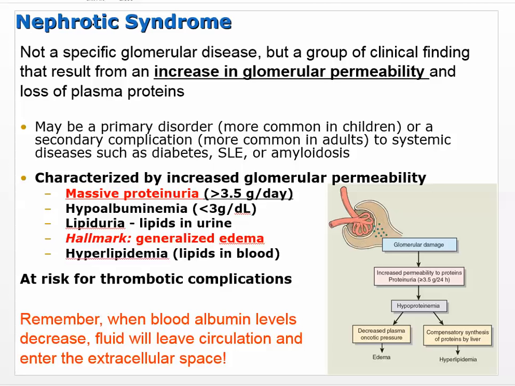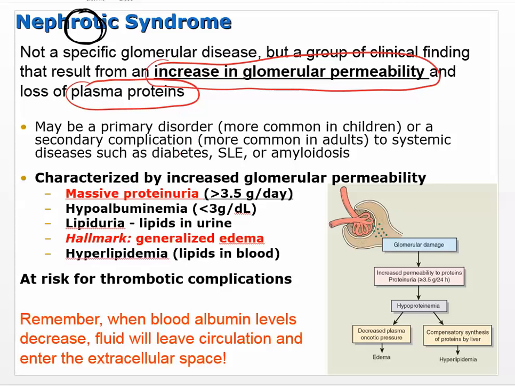Okay, so now we're going to talk about nephrotic. We were talking about nephritic. Now we're going to talk about nephrotic, not a specific glomerular disease, but a group of clinical findings that result from an increase, remember we had a decrease and occlusion earlier, an increase in glomerular permeability. When we have an increase in glomerular permeability, guess what? We start to lose proteins. Proteins start to leave in the urine. And so that's the biggest difference.